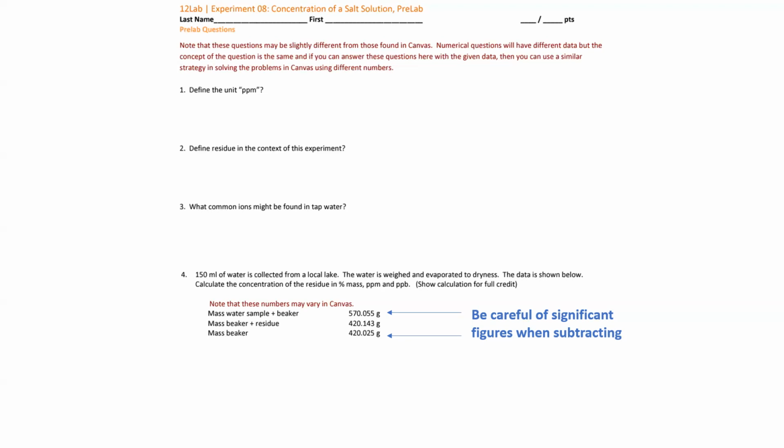This is given to you, the masses are given to you in grams, right? So we're going to have grams of residue initially over grams of solution. But remember, to calculate parts per million, you need milligrams of residue over kilograms of solution. So you need to do some dimensional analysis to convert your units in the numerator and the denominator, and then the final units will just be parts per million.